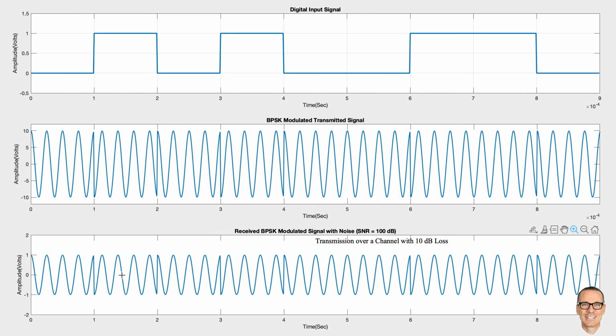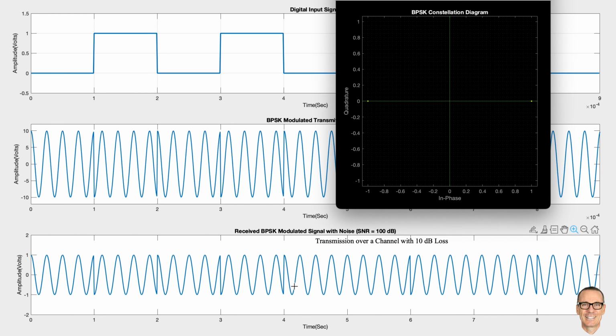At the receiver, we're showing that signal here. The signal is going to have a lower amplitude because there's attenuation. In this case, we're showing a channel with 10 dB loss. And there's also going to be noise in the receiver. In this case, I'm showing it for a signal to noise ratio of 100 dB. That's a very high signal in comparison to the noise. So you're almost seeing, of course, no noise here.